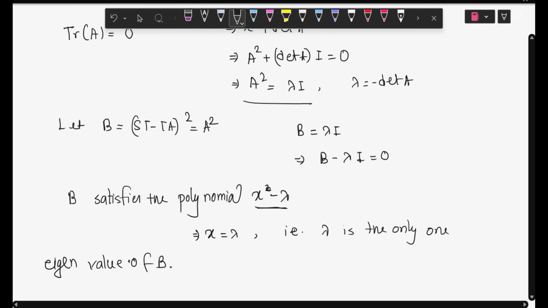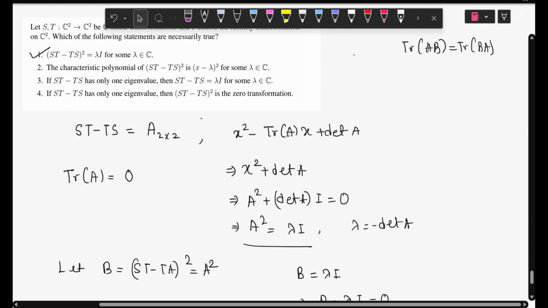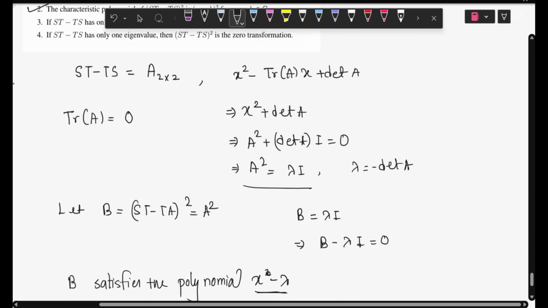Now as lambda is the only one eigenvalue of B and B is a 2 by 2 order matrix, what can I say about the characteristic polynomial of B? The characteristic polynomial of B has to be x minus lambda whole square, which is our option 2. Now moving on to option 3: ST minus TS has only one eigenvalue, then ST minus TS is equal to lambda I. This option is not true.